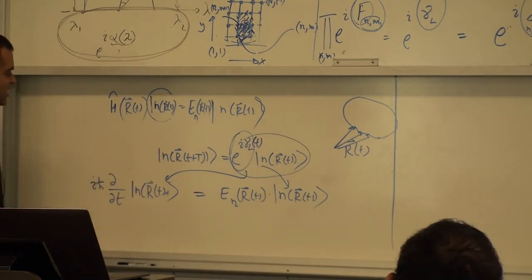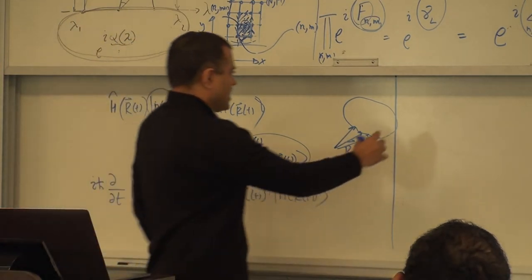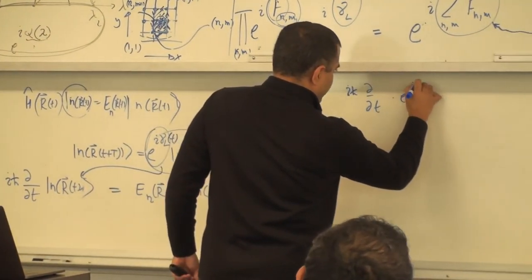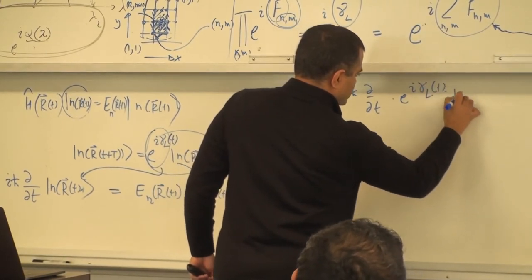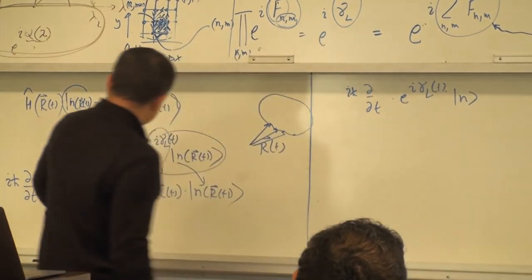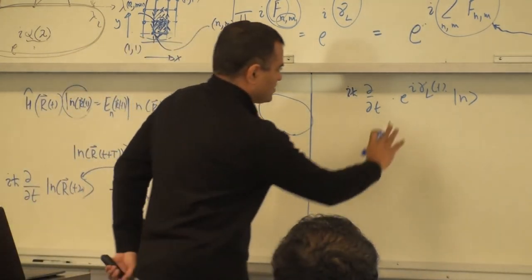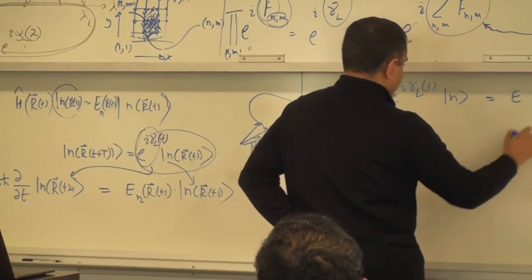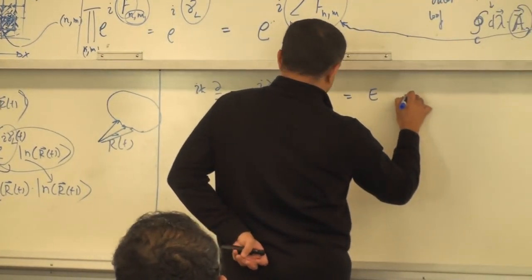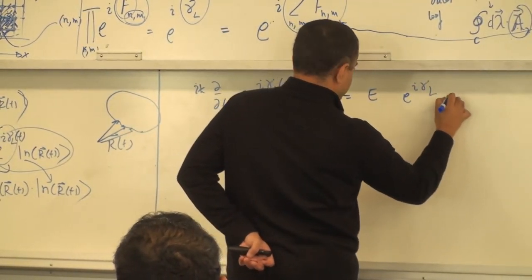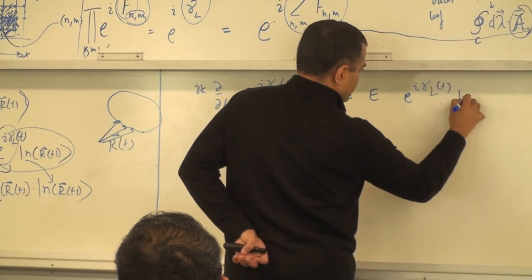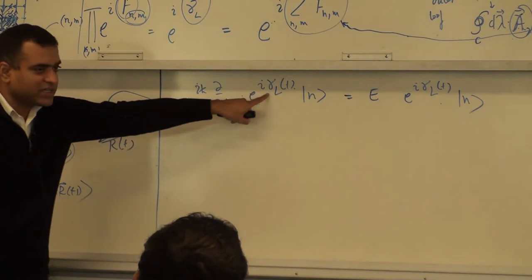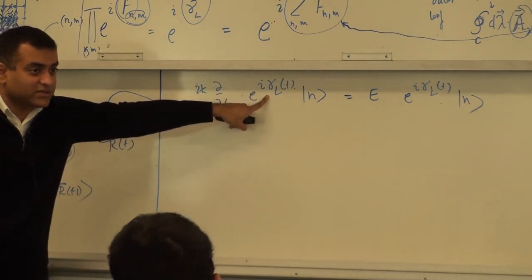Then you can take the derivatives of both sides: i h bar d by dt of e to the power i gamma L of t times n. This is time dependent, so I'm just going to write it like that, not to mess up the details here, is equal to E times e to the power i gamma L times n. So what I'm doing really is trying to find out whether this gamma is identically zero or not. That's all I'm trying to do.